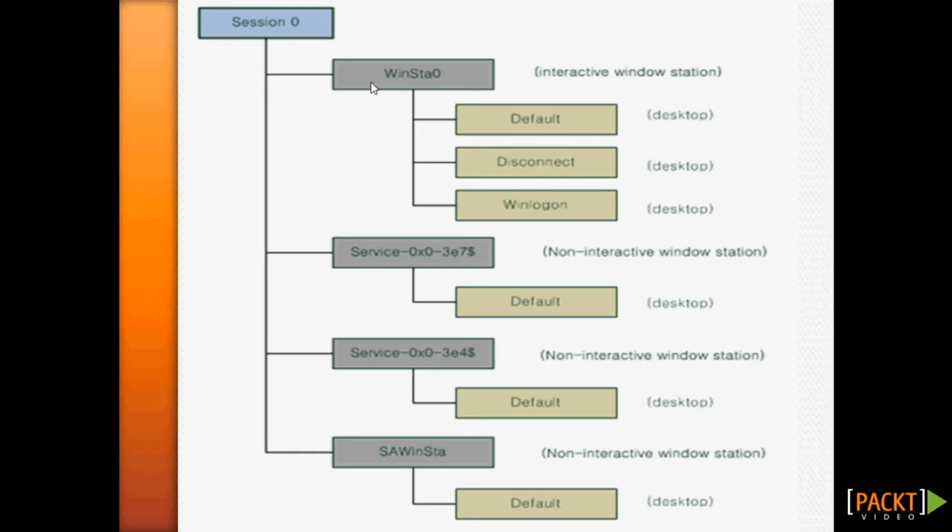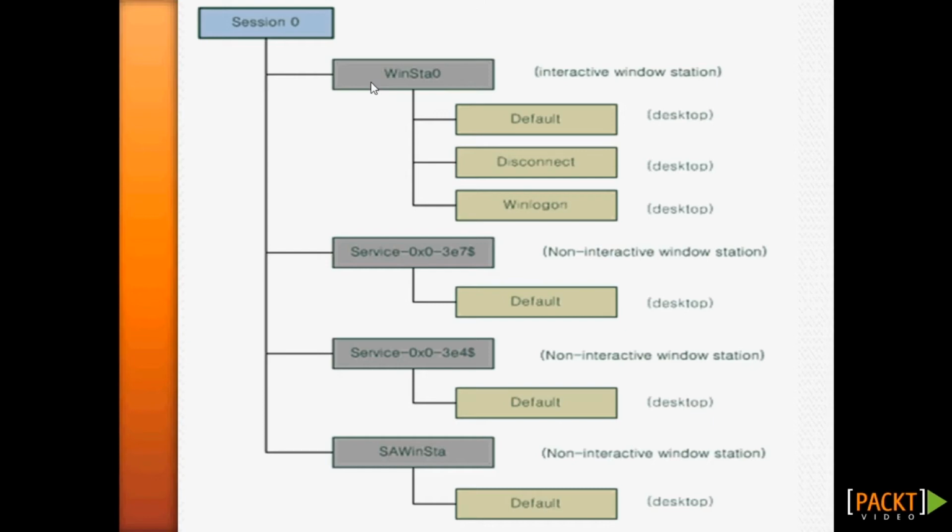The first one is the default desktop environment, which is the original GUI we work on while using applications and other programs on the Windows operating system. The second one is the disconnect desktop, which is a screensaver of the Windows desktop environment. The third and last is the WinLogon desktop, which is the login screen that we see once we boot our Windows machine.